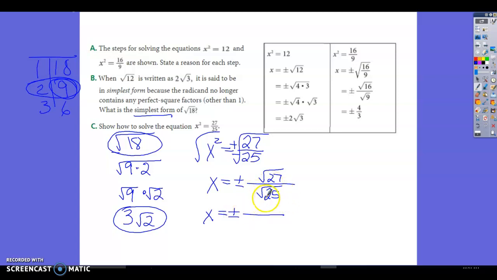All right, so x equals plus or minus. On the bottom, square root of 25 is a perfect square, so it's going to be 5. Now 27 is a perfect cube, but we're looking for a perfect square. So again, we can break this down into square root of 9 times square root of 3. 3 times 9 is 27. So x equals plus or minus, the square root of 9 is 3, square root of 3 over 5. Now, if the denominator was not a perfect square, we would have to also rationalize the denominator. But for this one, that one is finished. So that's as far as we go.